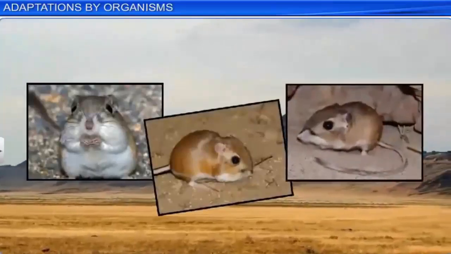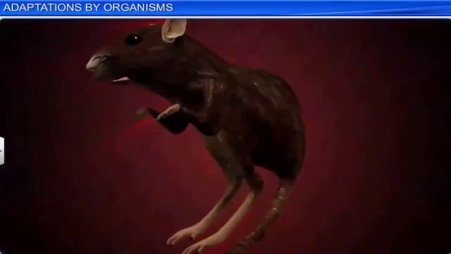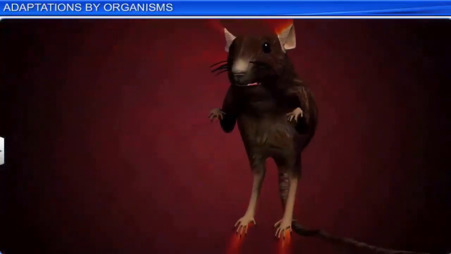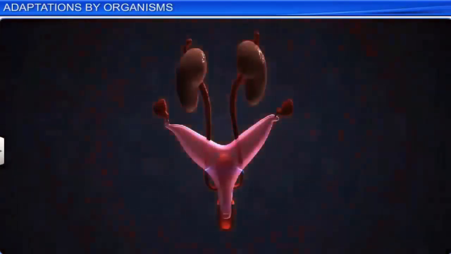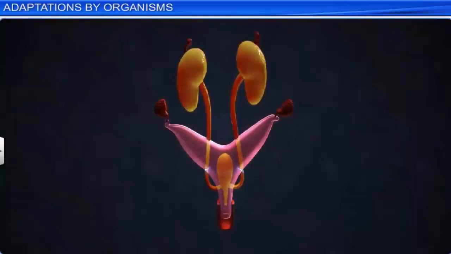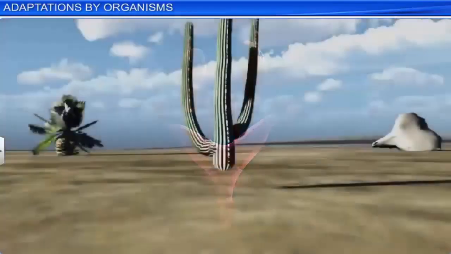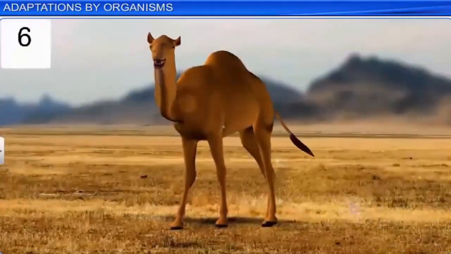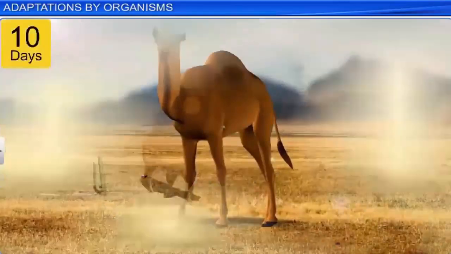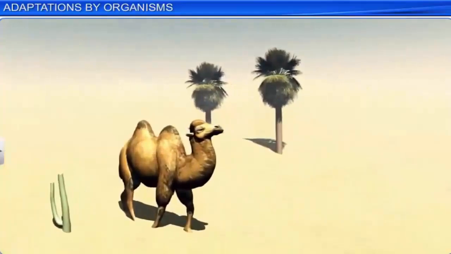Metabolic water is released as a byproduct during oxidation of fat in its body. The body of this rodent is also capable of concentrating its urine so that very little water is used to remove waste products. Likewise, the camel can also survive without water for 10 days at a stretch and is capable of raising its body temperature to nearly 42 degrees Celsius to prevent the loss of water.